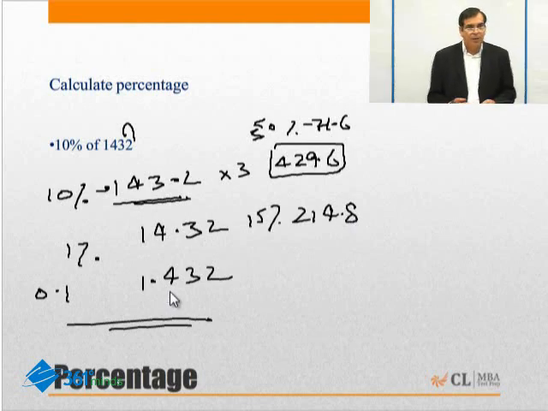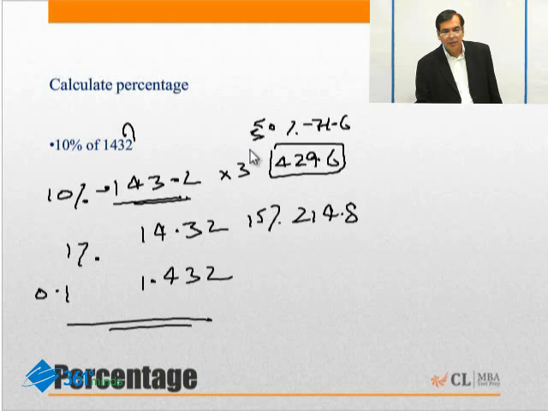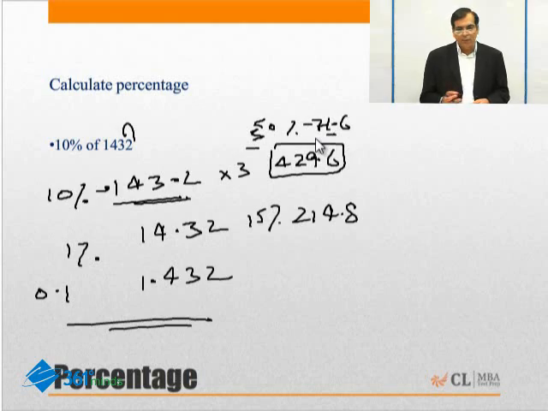How much is 2.5% of 143.2? It is half of 5%. 5% is 71.6. Half of that, 2.5%, will be approximately 36. Or if you want to be very accurate, 35.8. Okay. How much is 3.33%? It is one third of 143.2. How much is 13.33%? It is 10 plus 3.33%.